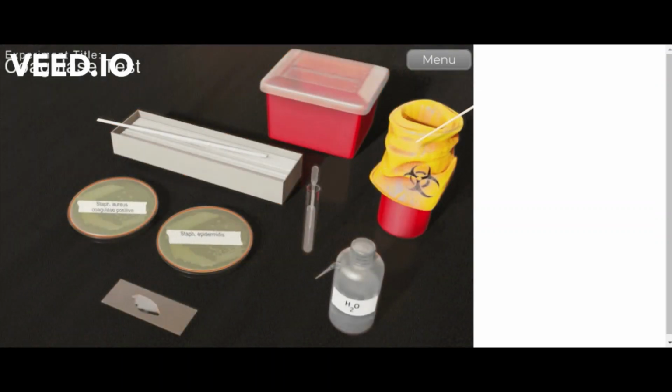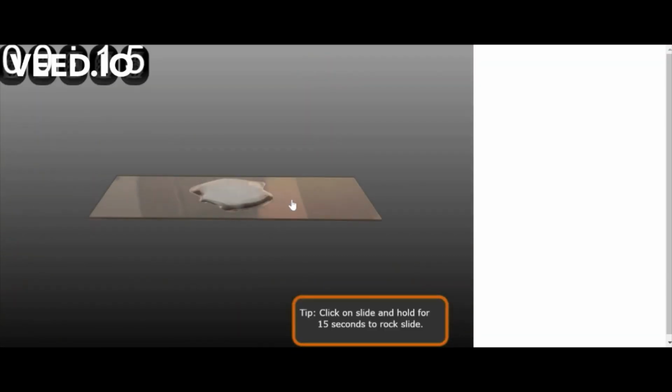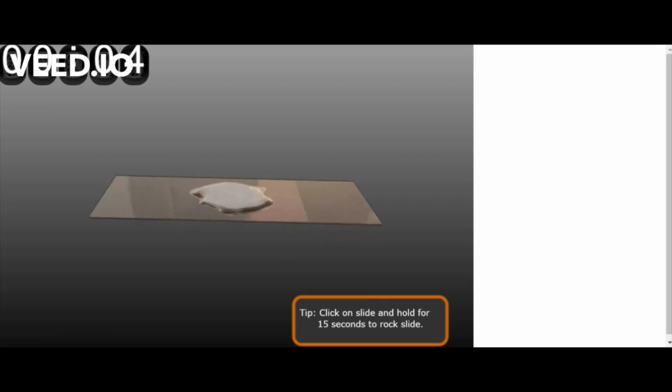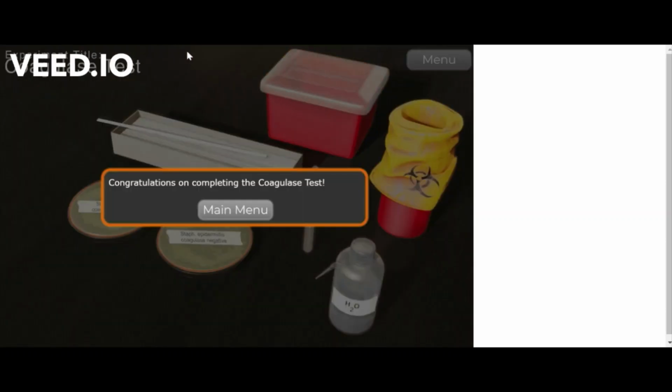After mixing, I will dispose of this toothpick and drop 2 drops of the rabbit plasma. Then rock the slide again and see whether these bacteria will form any clump. So if there is no clump, the bacteria is coagulase negative. Then we will lastly dispose of the slide, and that's all for the coagulase test.